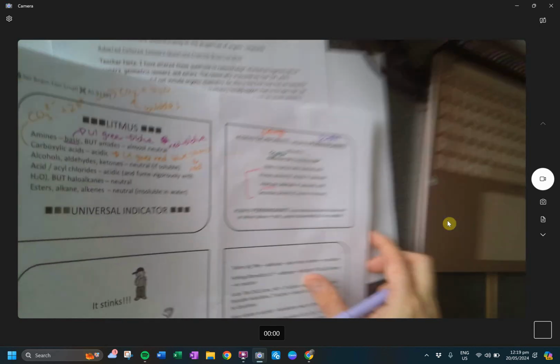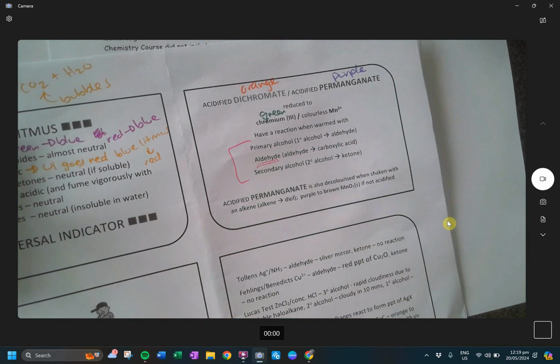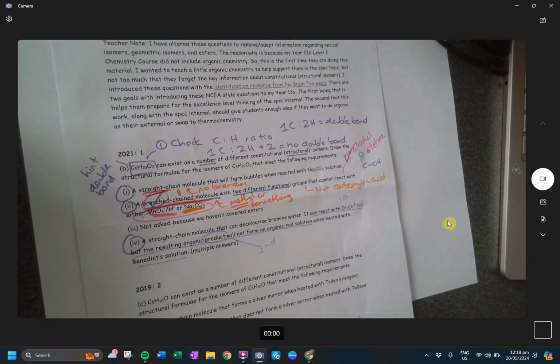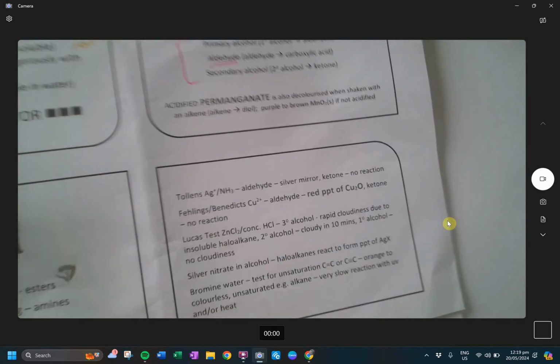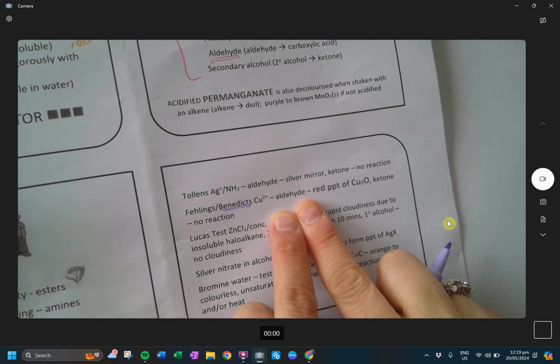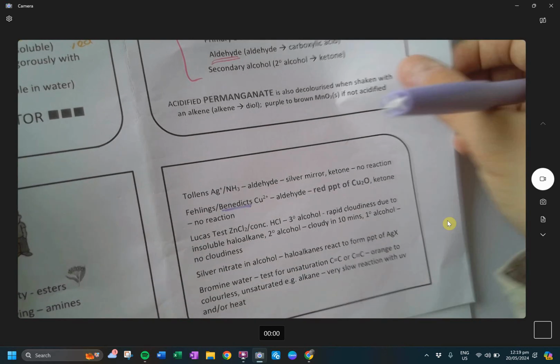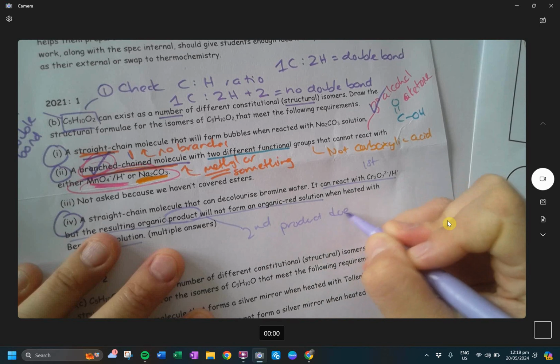Okay? So where were you looking at? Dichromate. Dichromate reacts if it's a primary or secondary alcohol. If there's a tertiary alcohol, it will not react. So that's something to keep in mind when you're thinking about these examples. The other thing to keep in mind is that they were talking about the second product not reacting with Benedict's solution. Benedict's solution tests for aldehyde. So what that tells you is that the second product doesn't have an aldehyde.